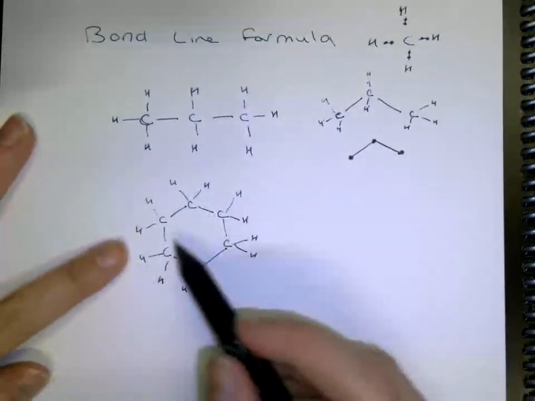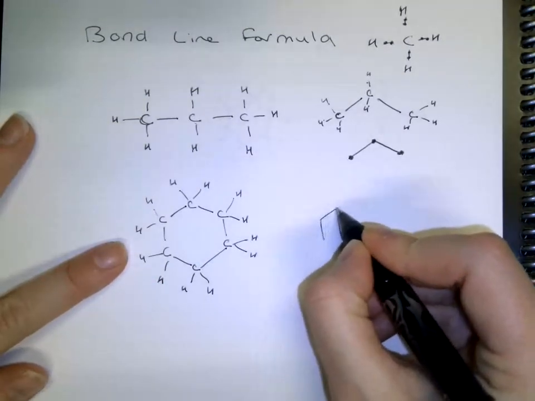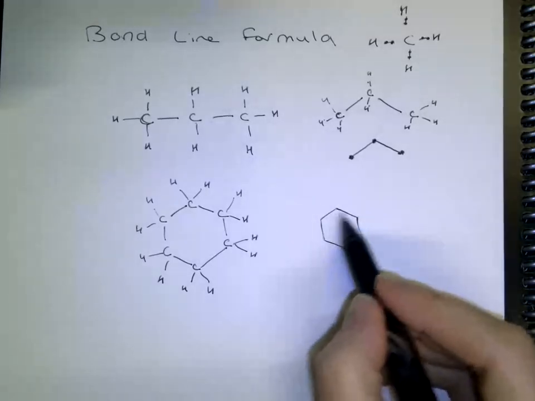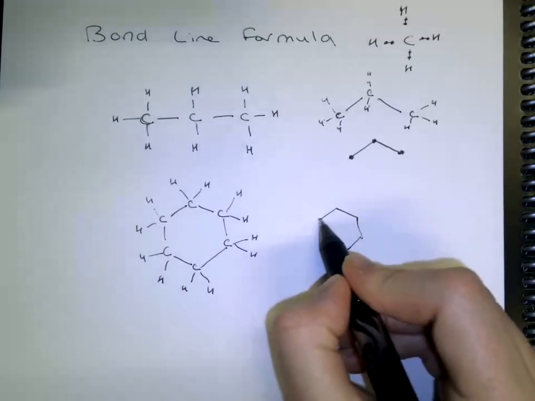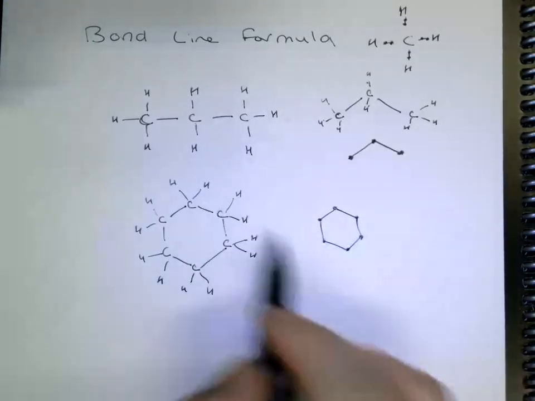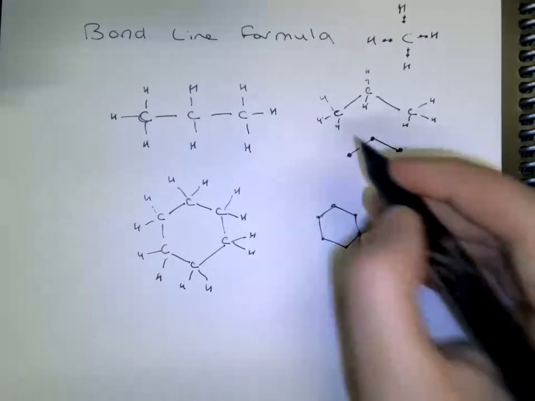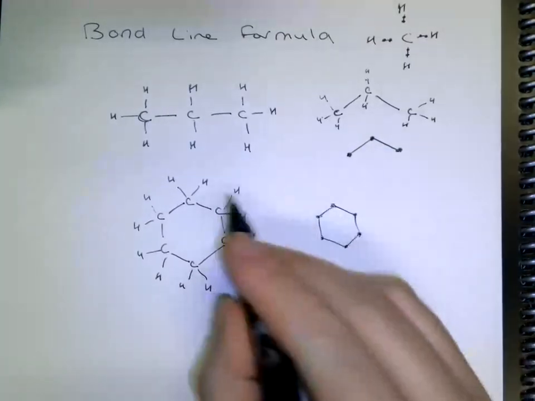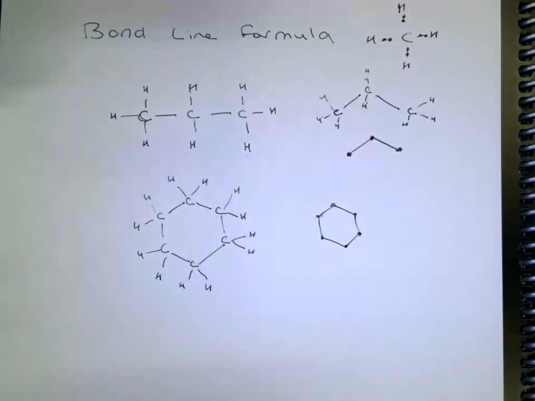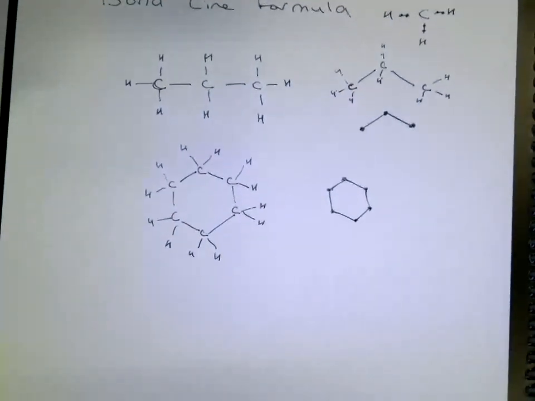If we did that same principle to this cyclohexane, we could just draw a hexagon. And it's assumed that every vertex here, every bend or end, has a carbon, and that each of those carbons has enough hydrogens to get it to 4 bonds. So if this carbon has 2 bonds, then we assume 2 implied hydrogens right there. This carbon has 2 lines, we assume 2 implied hydrogens right there. So that's kind of the basics of bond line formula.